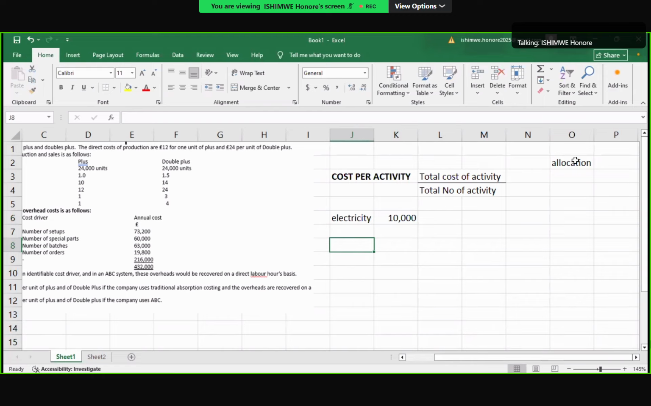And let's say, from the analysis we have done, the activity or the factor that influences this cost of electricity to be incurred is the number of rights. So let's say we have department X, department Y, and department Z. Let's not use A, B, C; let's use X, Y, and Z.